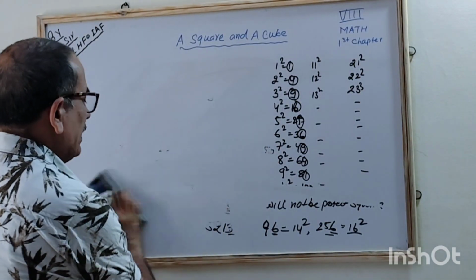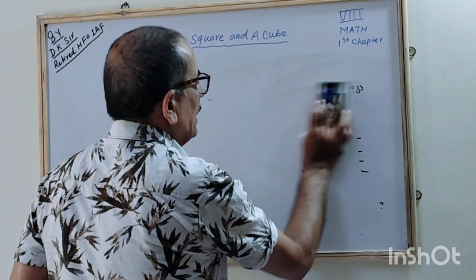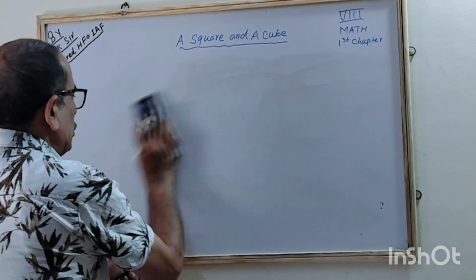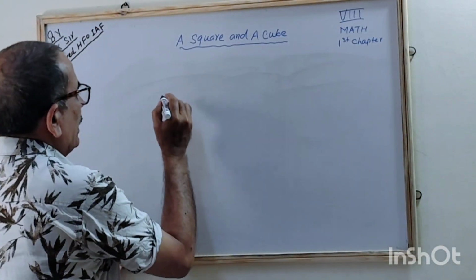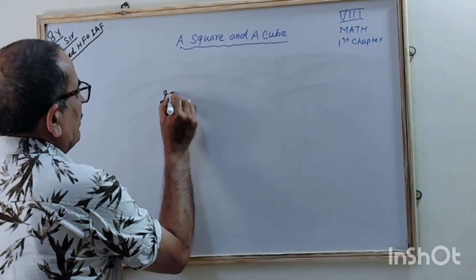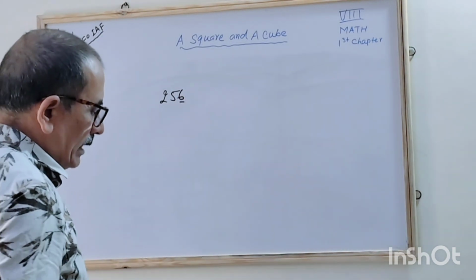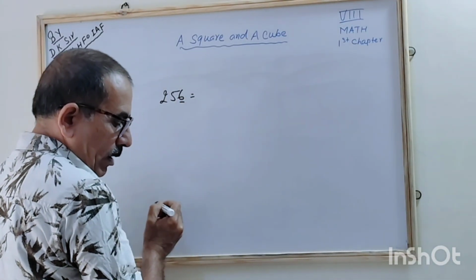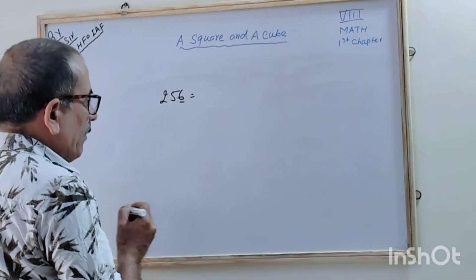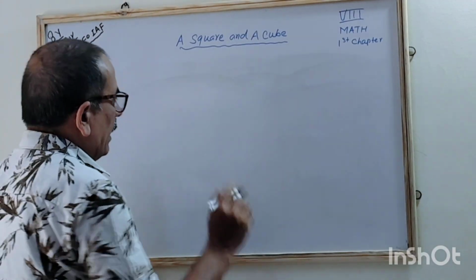Now we will see that in squares, sometimes the numbers are in the form of integers also. When I say 256, as it's ending with 6, it is a perfect square, but we can write it as the perfect square of what. That we have already seen, but we will see another example.